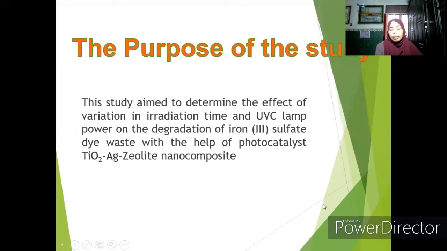Based on the research that we have described, the objective of the study is to determine the effect of variation in irradiation time and UVC lamp power on the degradation of iron sulfate dye waste with the help of photocatalyst TiO2 silver zeolite nanocomposite.